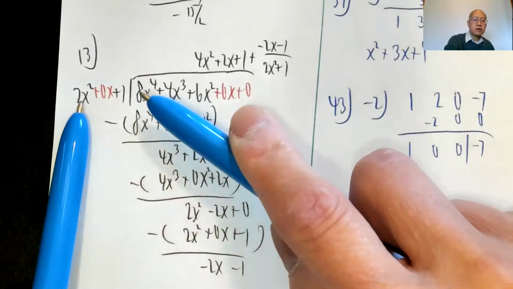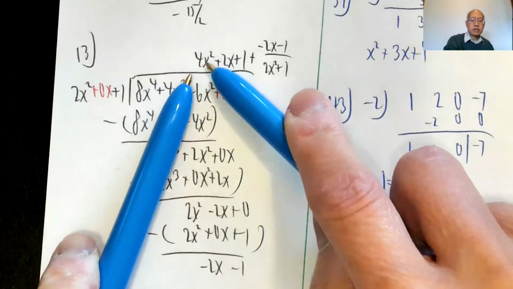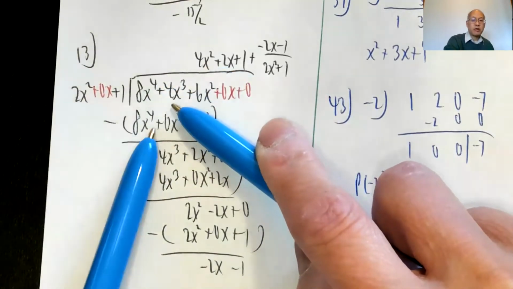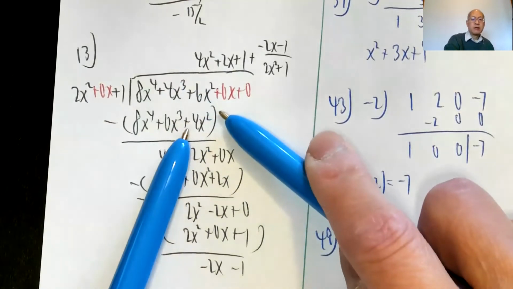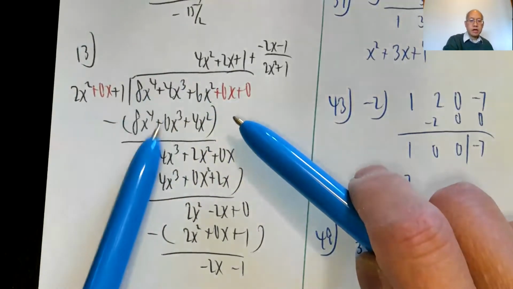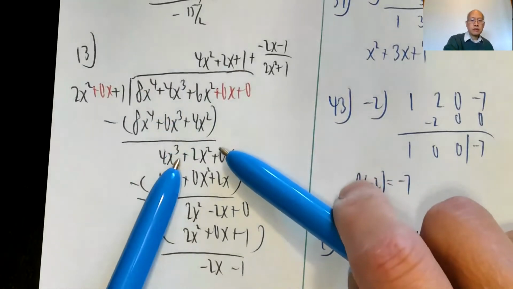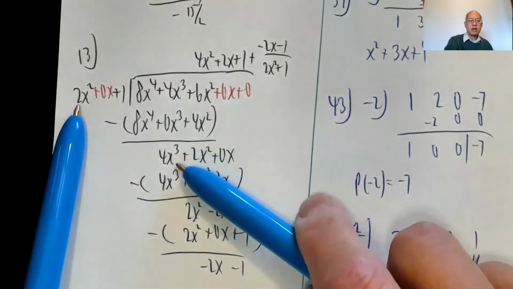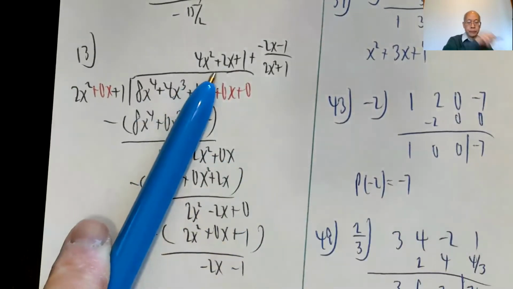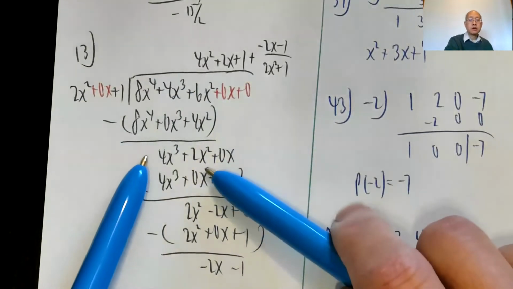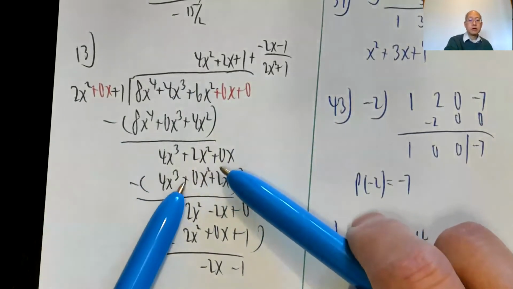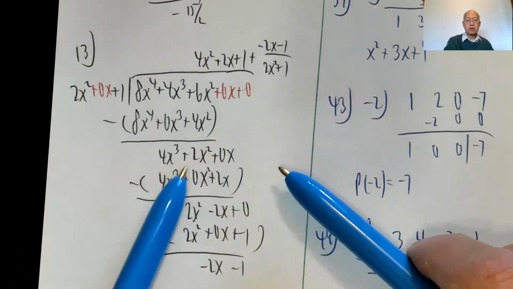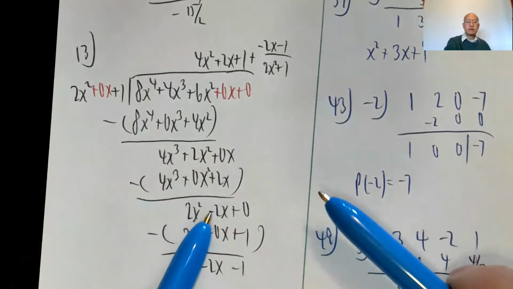How do you go from here to here? 4x squared. Now 4x squared times this whole thing, 8x to the fourth, 0x cubed, 4x squared. Subtract, that cancels out, 4x cubed plus 2x squared, bring down the 0x. Start over. How do you go from here to here? 2x. 2x times this whole thing, 4x cubed plus no x squared plus 2x. Subtract, that's gone, 2x squared minus 2x, bring down the 0.